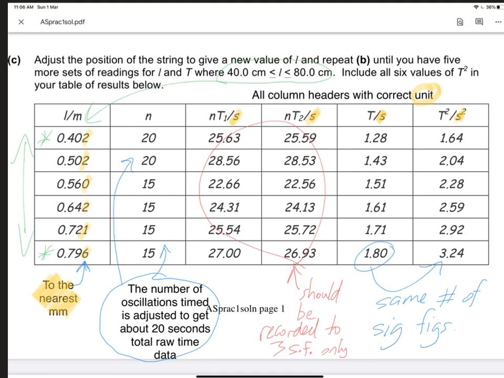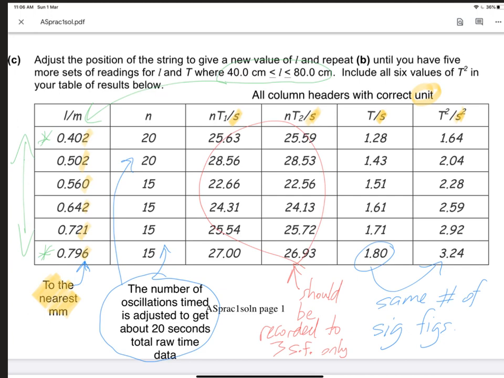Moving across now to the number of oscillations column, small n. Notice the number is adjusted to make sure that the timed raw data is at least 20 seconds. Here is the timed raw data, the first trial, and then next to it the second trial showing the repeats.